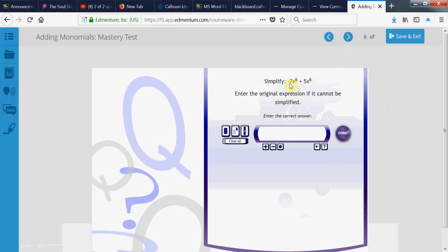So anyway, if they have different signs, subtract. We subtract 5 from 7, we get 2. But since 7 is longer than 5, we put the negative on the answer. So that's negative 2. They are like terms, x to the 6, x to the 6. So that just follows x to the 6.